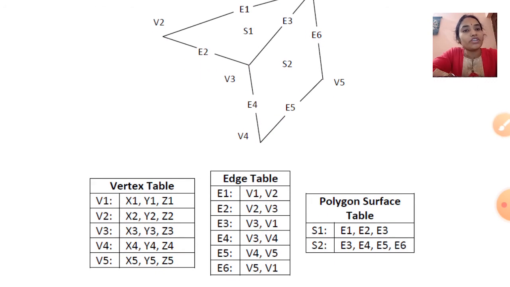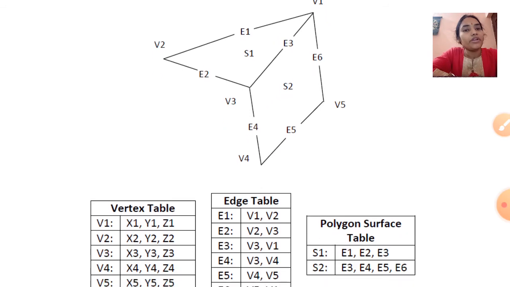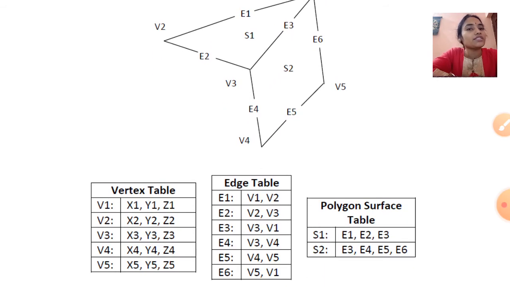In the vertex table, V1, V2, V3, V4, V5, all the vertices are stored. The vertex point is its x, y, z coordinate position. So V1 is x1, y1, z1, V2 is x2, y2, z2, V3 is x3, y3, z3, V4 is x4, y4, z4, and V5 is x5, y5, z5 coordinate position. So in the vertex table, all the vertices are stored with their coordinate positions.